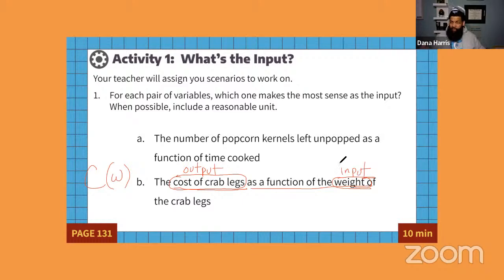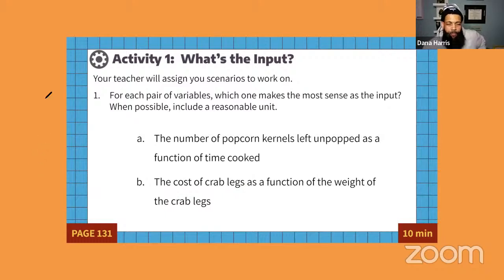Okay, how can we relate this to real life? You want to know, does the weight of the crab legs determine the cost, or does the cost determine the weight? So if you go into a grocery store right now and you order some crab legs, they're going to take them out and put them on the scale, okay? And you're going to see a scale that tells you the weight, and the cost is going to be determined by the weight. There's usually a unit price per pound. So that's that. All right. So let's go on to the next.